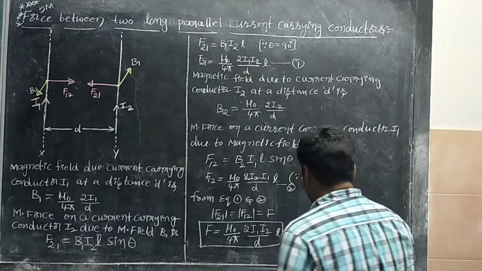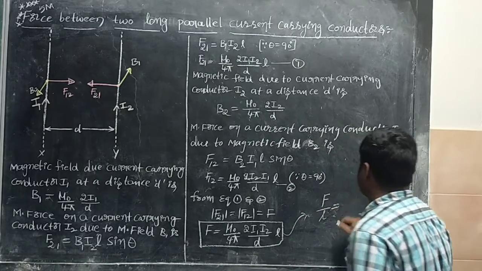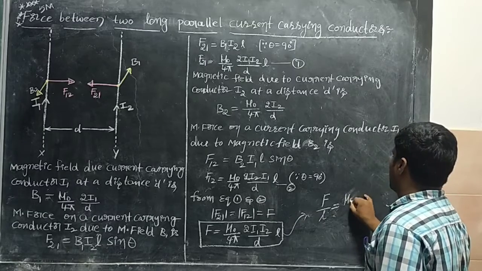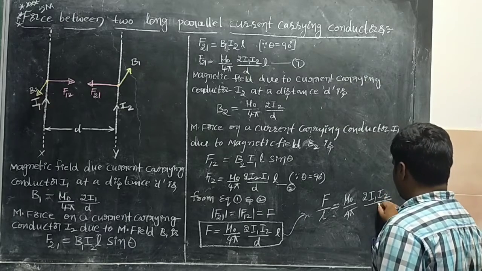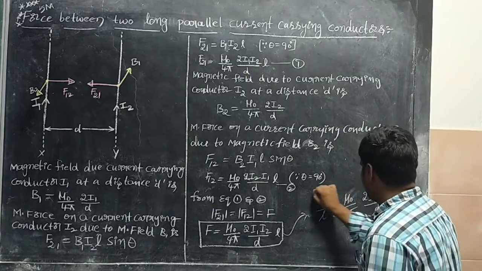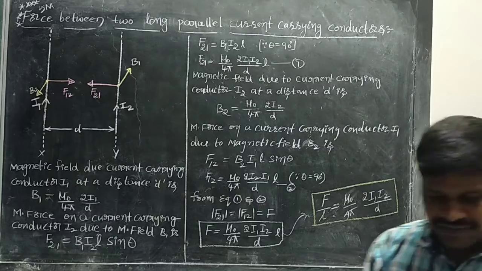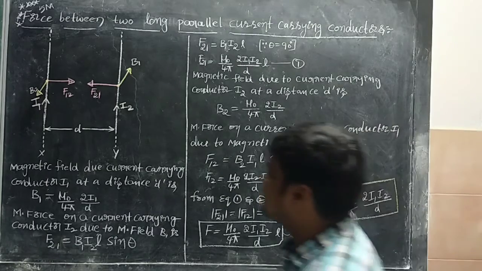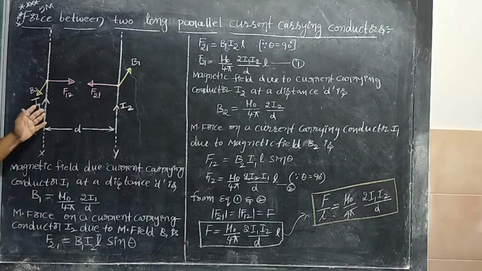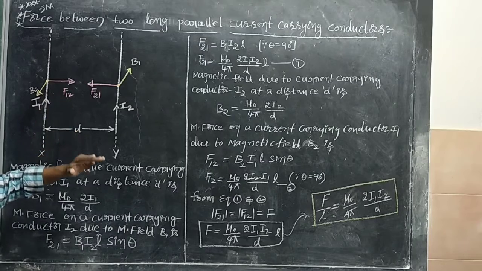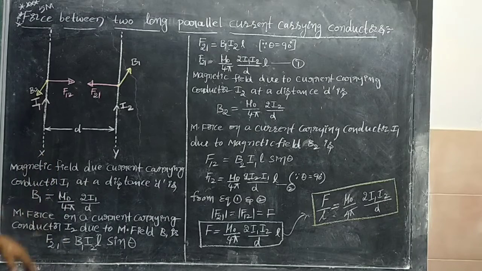In this similar formula, we can also write force per length F by L is equal to mu naught by 4 pi into 2 I1 I2 divided by d. Now this is nothing but the formula for force between two current carrying conductors. When the current is flowing in the same direction, two conductors are attracting each other. If the current is flowing in opposite directions, two conductors repel each other. You just remember that also.